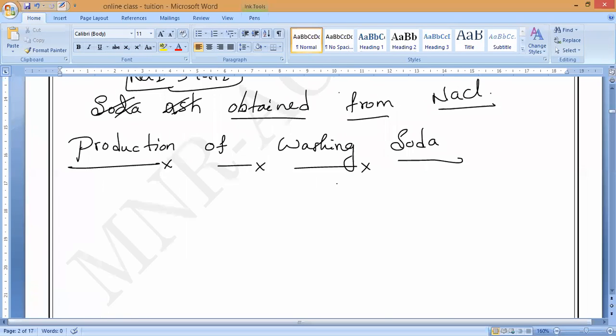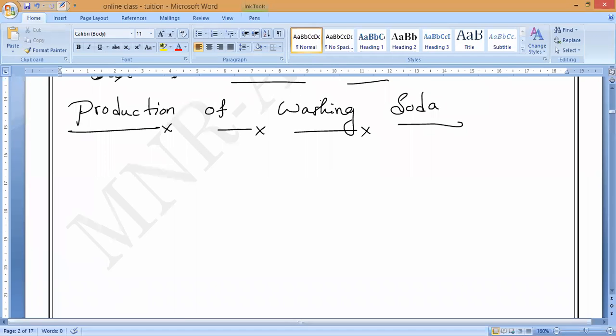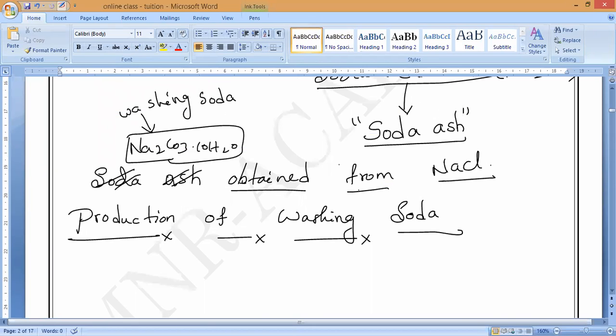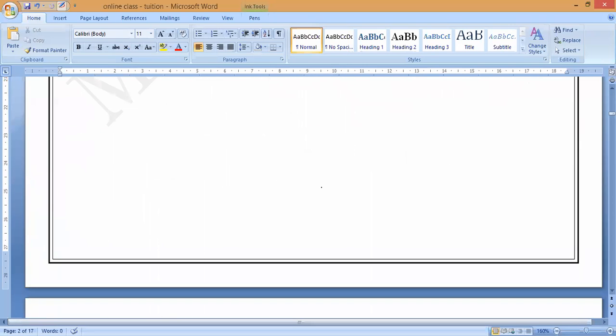Now, production of washing soda. Nitinath, are you there in the meeting? Arvind? Yes, sir. Okay. So now, production of washing soda, if you observe here, washing soda is produced from, again, from where? Same thing I said. From NaCl. Yeah. But it will follow different steps.